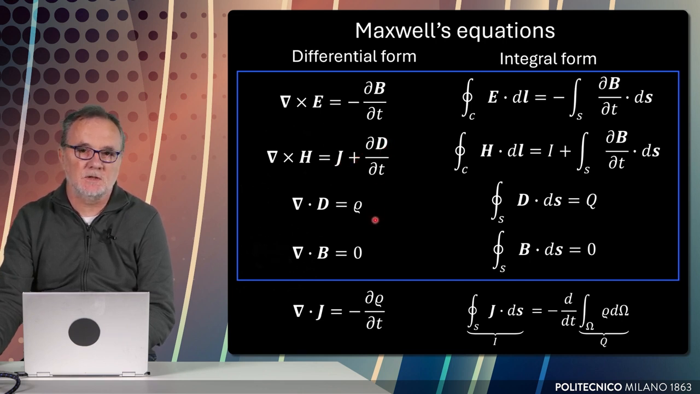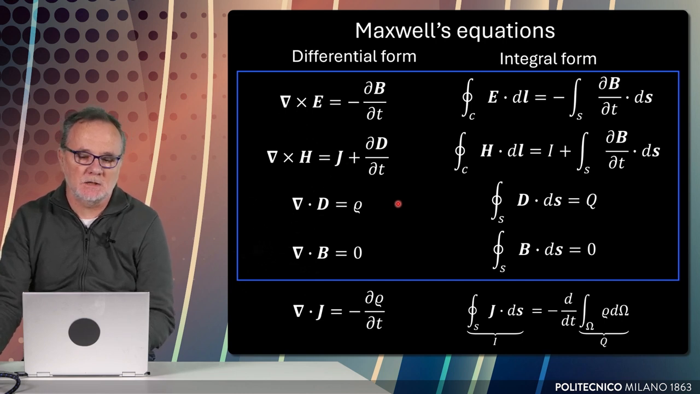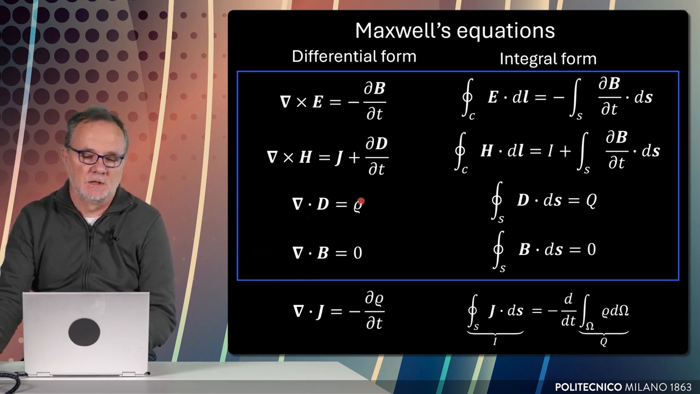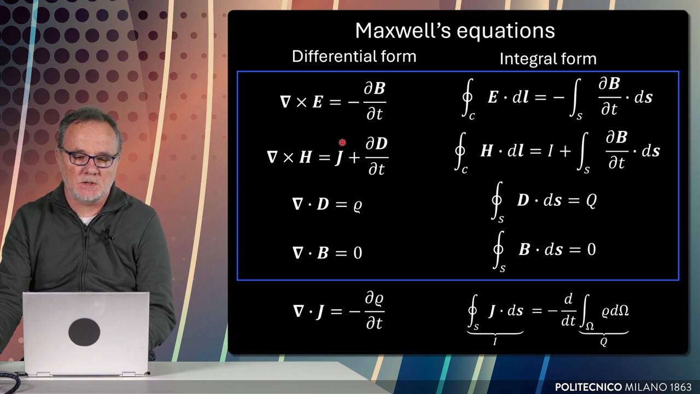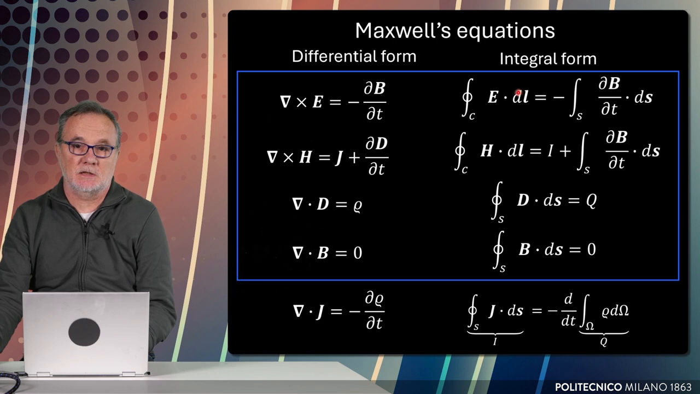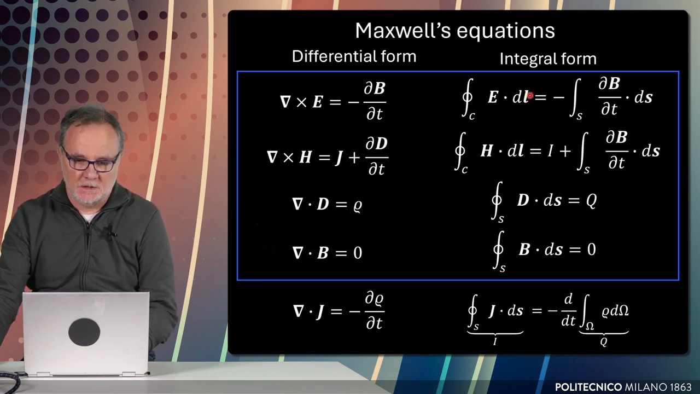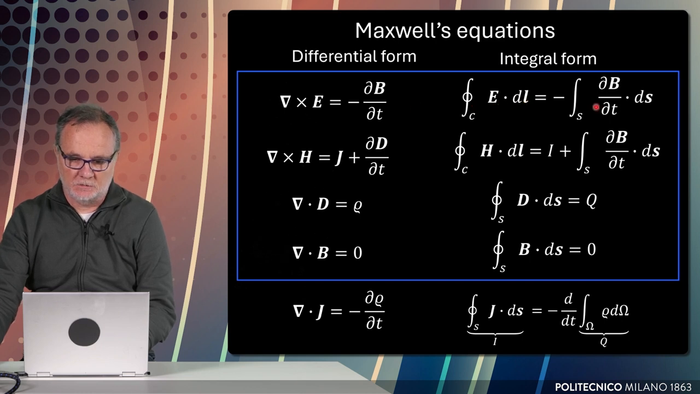In addition to this, we have the same equations as in the static case for the divergence of the two fields. The divergence of D still equals the volume charge density, and the divergence of B still equals zero. This microscopic or differential form of Maxwell's equations is easily translated from the integral form, in which, when we see the curl, we write down the circulation, and on the right-hand side, we write the flux of the corresponding quantity. So these two correspond to Faraday's law, and these two correspond to Ampere-Maxwell's law.